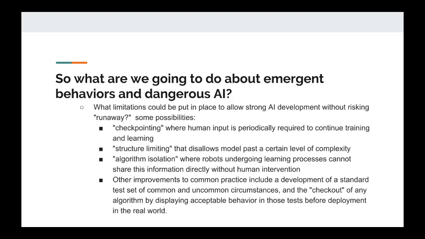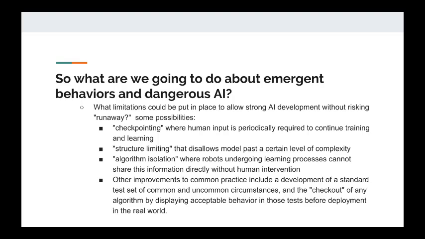Well, there's some things. These are mostly my own opinion, and others may disagree. One, checkpointing, where there are places where human input is periodically required to continue training and learning. So I'm training an algorithm, and rather than just training in the field, at some point to implement what I have learned or what I've changed about the algorithm, I need to stop and have a human being look at the process and make sure that we can still check off. Two, structure limiting that might disallow the model past a certain level of complexity, and by that I'm referring to self-referentiality and some of the stuff on the previous slide.